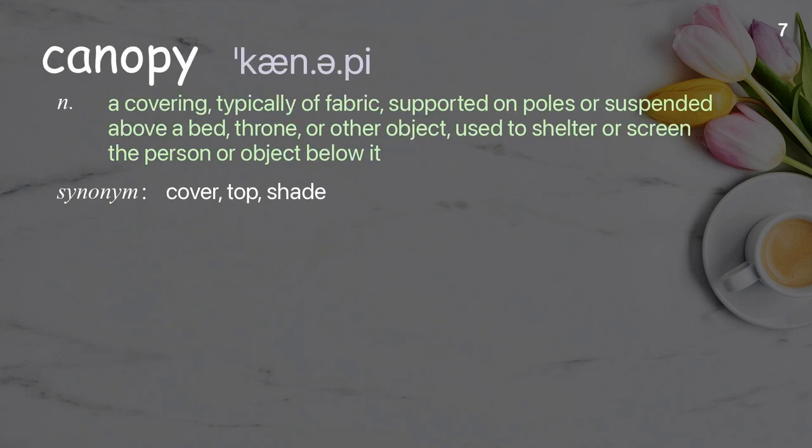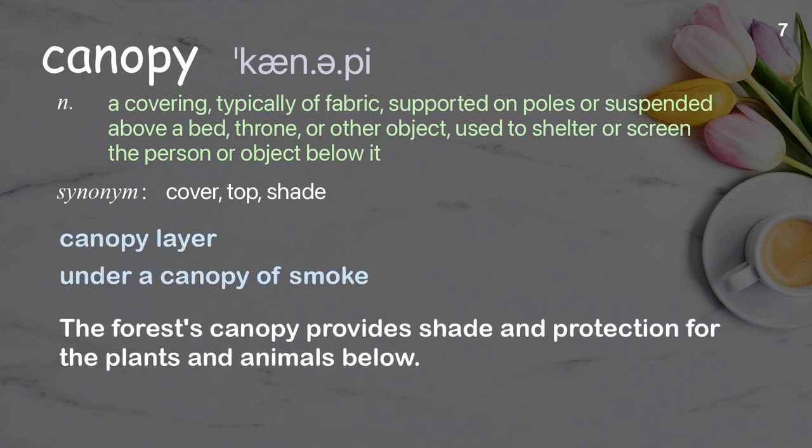Canopy. A covering, typically of fabric, supported on poles or suspended above a bed, throne, or other object, used to shelter or screen the person or object below it. Examples: Canopy layer. Under a canopy of smoke. The forest's canopy provides shade and protection for the plants and animals below.